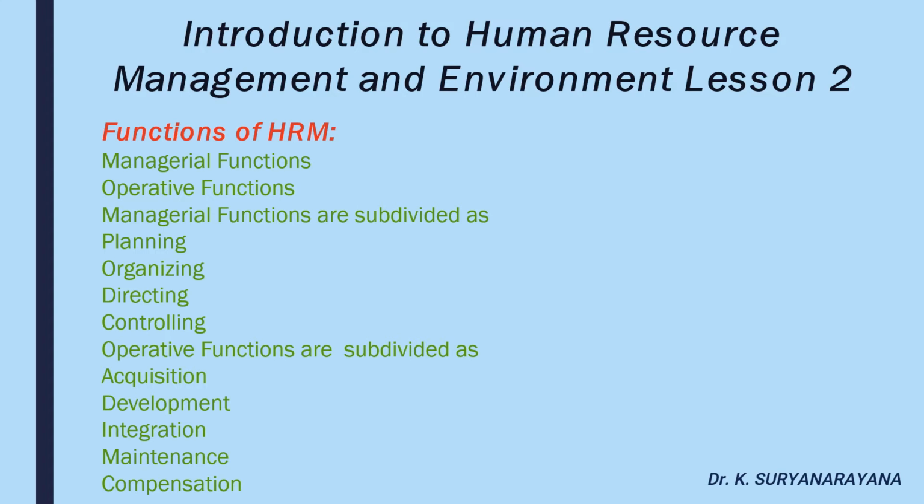So, first let us focus on the major functions of human resource management, and also we discuss about the major challenges of human resource management. Coming to the functions of human resource management, HRM is effectively utilize all the available human resources by developing their competencies according to the organizational requirements. The functions of HRM can be categorized into two categories: managerial, operative.